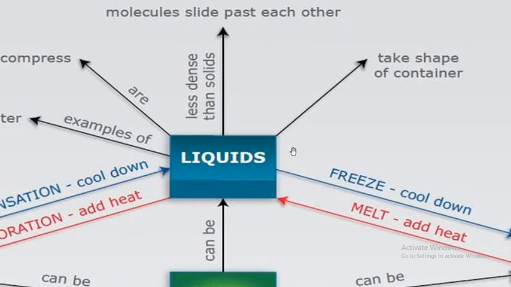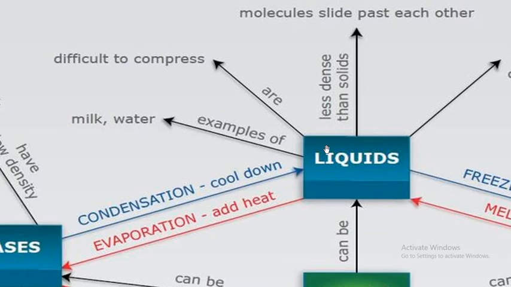In liquids, molecules can slide over one another. They do not have any fixed shape, but they have fixed volume. So liquids will take the shape of the container, and liquids can be compressed to a little extent. Examples for liquids are milk, water, oil, juices, and so on. In liquids, intermolecular distances are somewhat greater when compared to solids, and intermolecular forces of attraction are less when compared to solids.